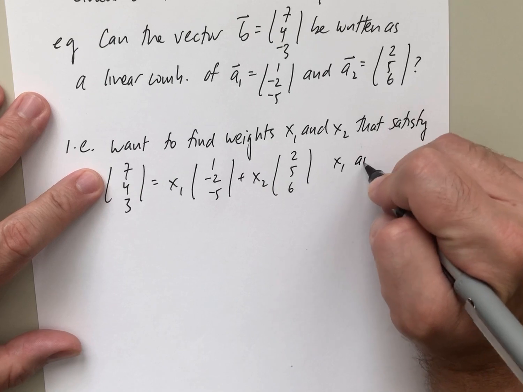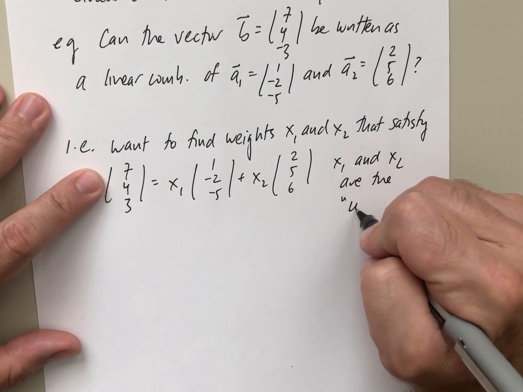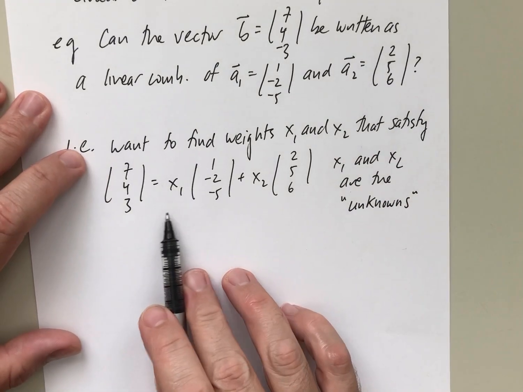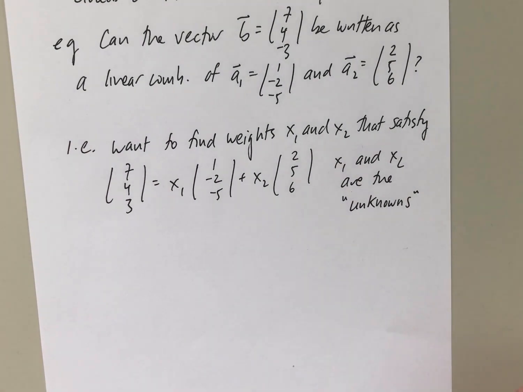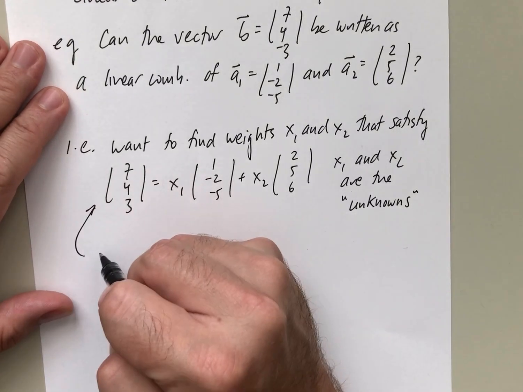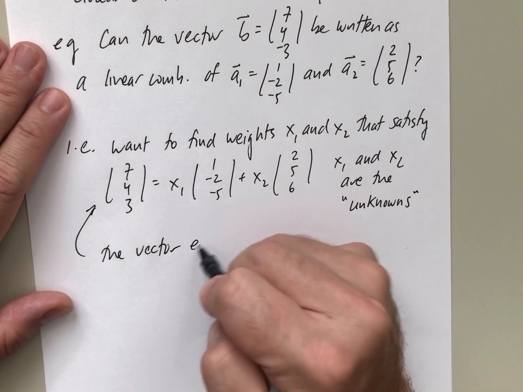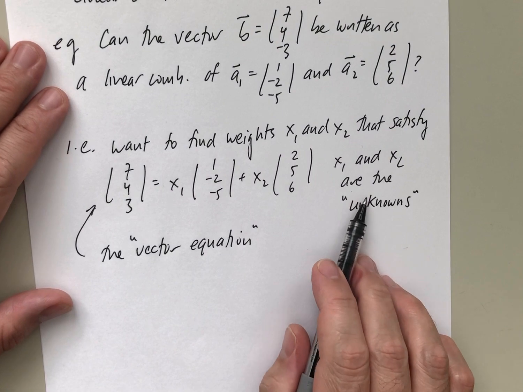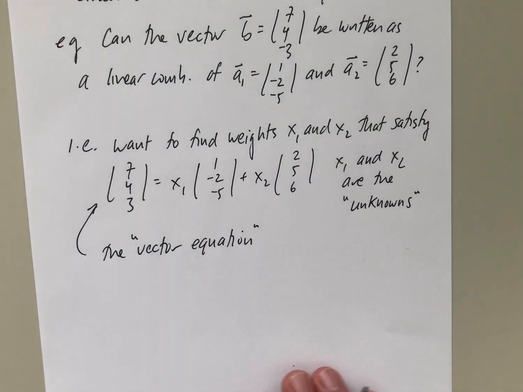And let me just emphasize that x1 and x2 are what we think of as the unknowns. These are the things that we're trying to find. If we can find these weights that work, then the answer to that question is yes. We can write this vector as a linear combination. Now, let me just say that this has a name. This is called the vector equation, or a vector equation. It's an equation because there are unknown weights that I'm trying to find. It's a vector equation because there are vectors involved.